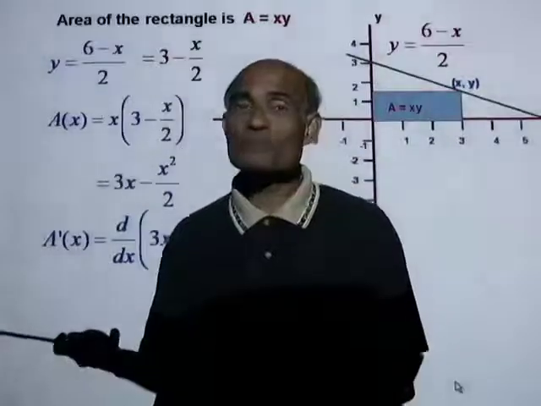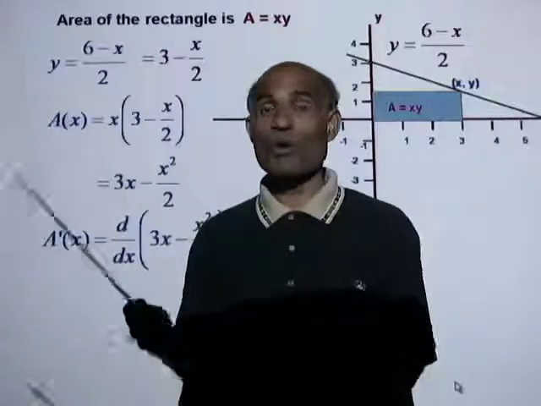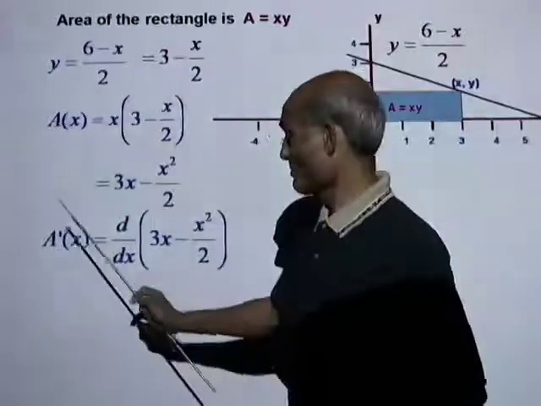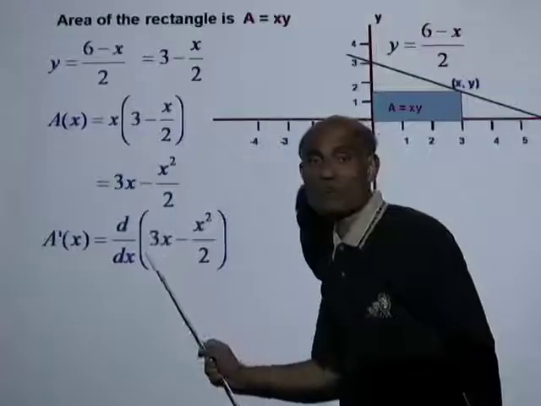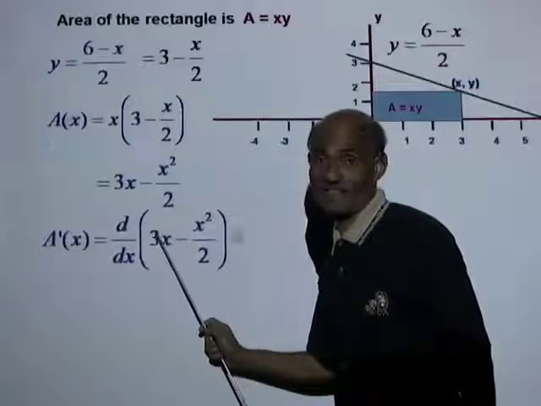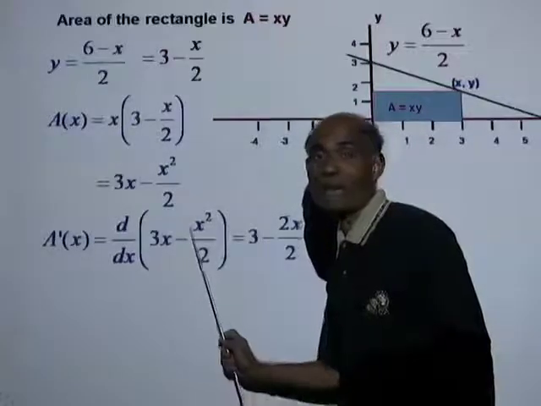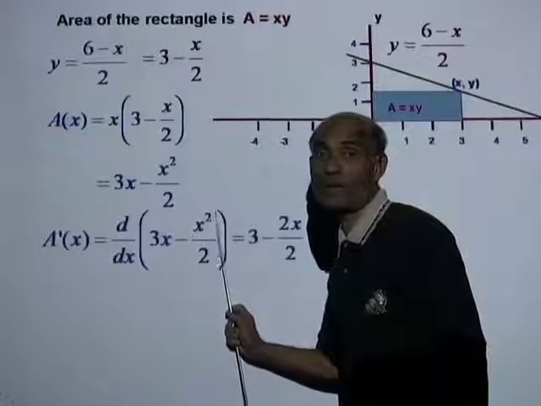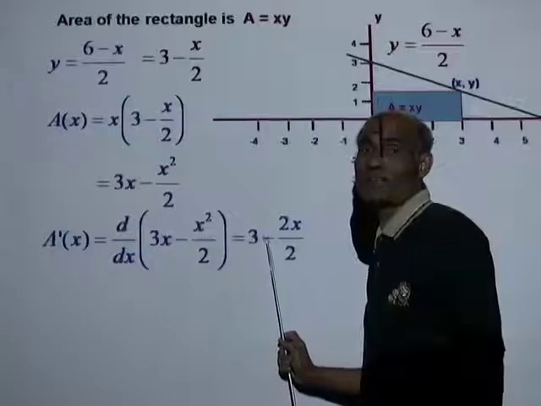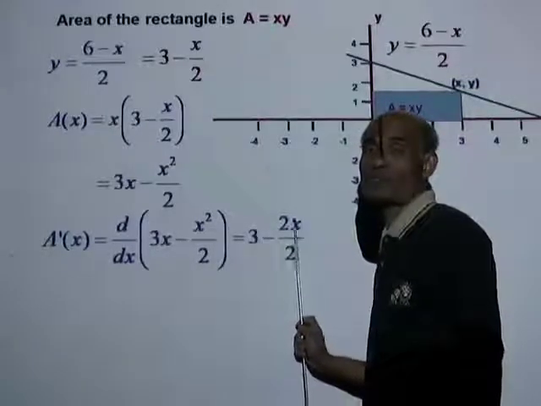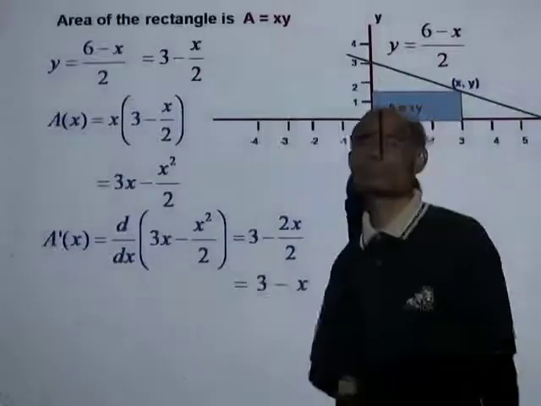Why do you need the derivative? We need to find the critical numbers, because a maximum or a minimum occurs at a critical number. So find the derivative. Now, the derivative of each term. What is the derivative of 3x? It is 3. And what is the derivative of minus 1/2 times x squared? The derivative of x squared is 2x. And that is minus 1/2 times 2x. And the 2 and 2 go. So that gives you 3 minus x is the derivative.